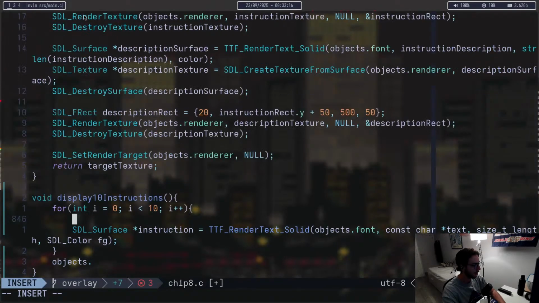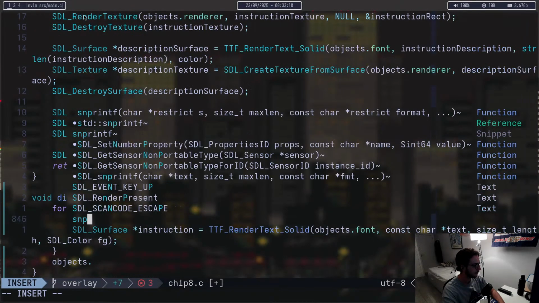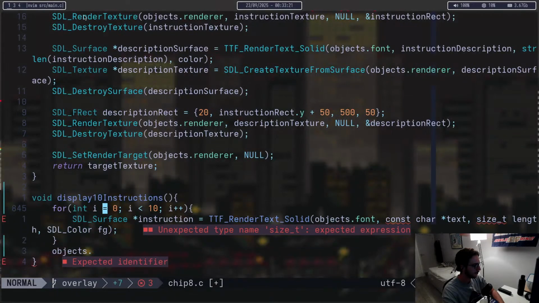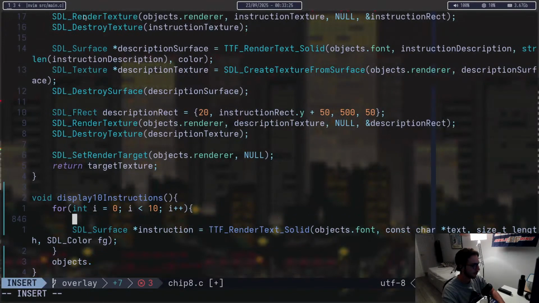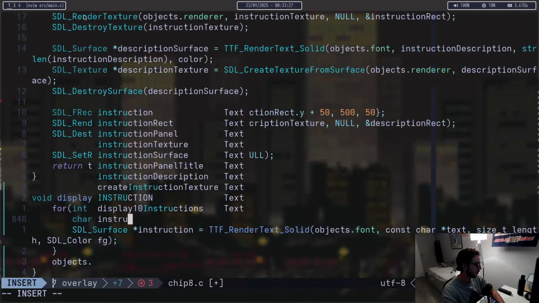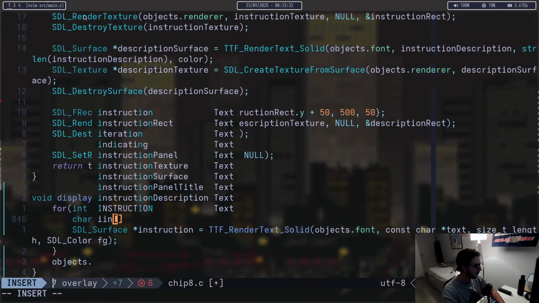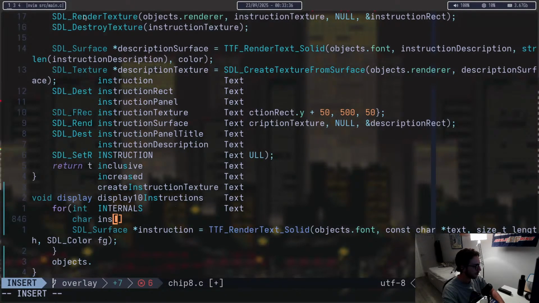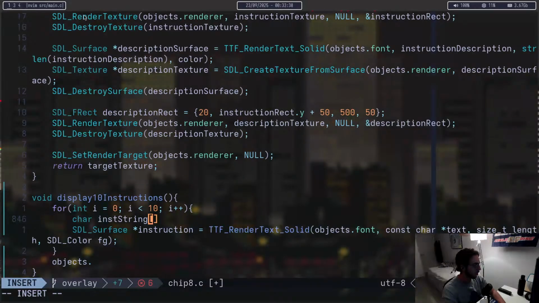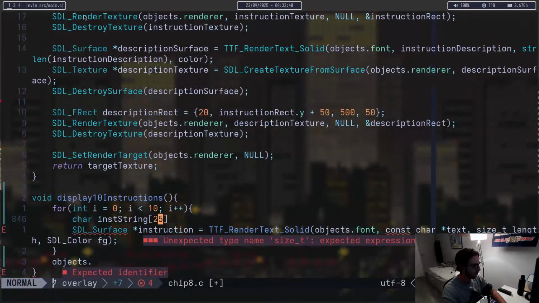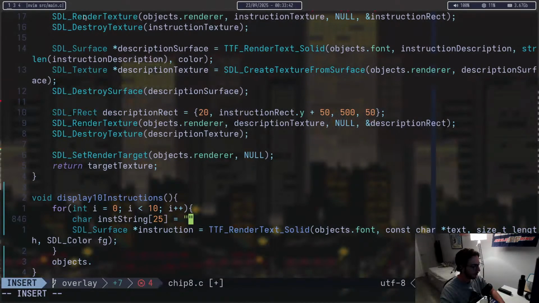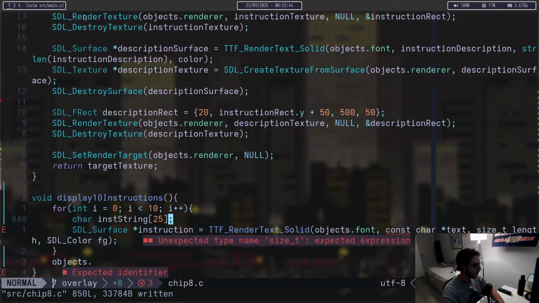I could say, well, char instruction. Okay, it's the same name. Char instruct 25, which is going to be, actually you can do it. Size 2, where are you target?